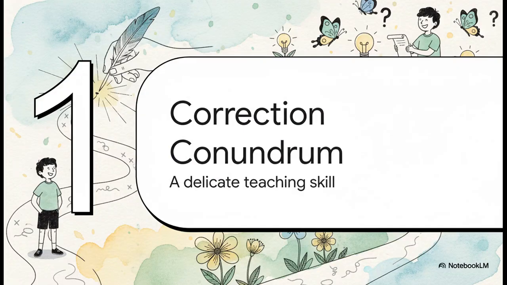So we're talking about the correction conundrum. I mean, obviously, correcting learners is essential. How else do they learn? But you can totally overdo it. If you jump on every single little mistake, it just gets exhausting for everyone.